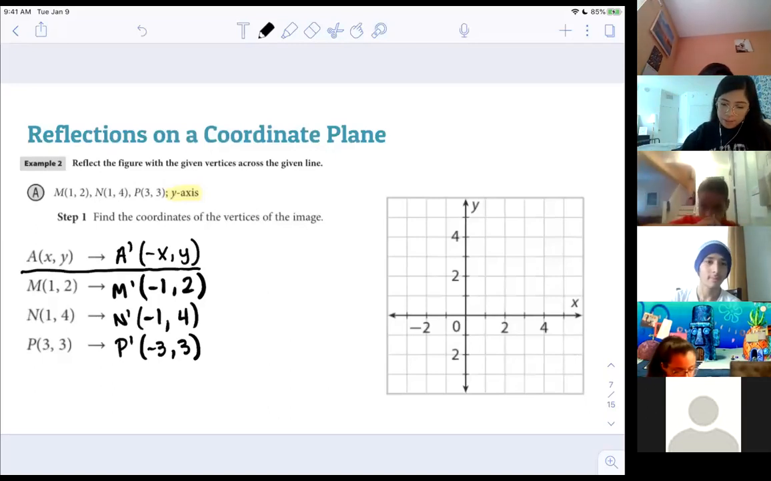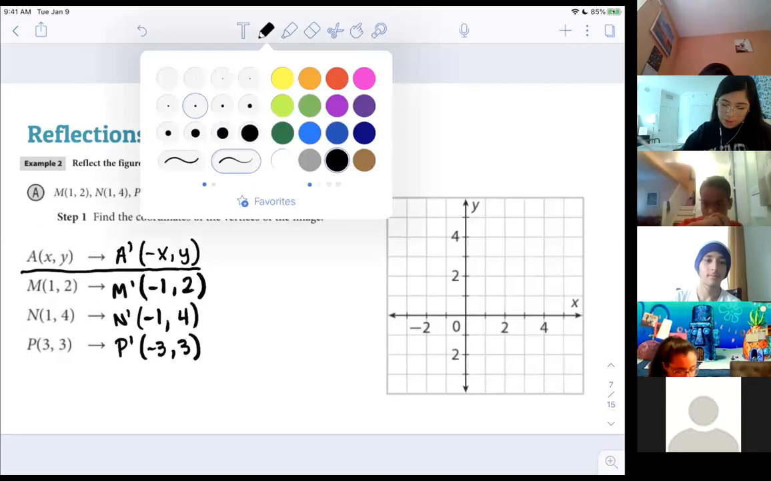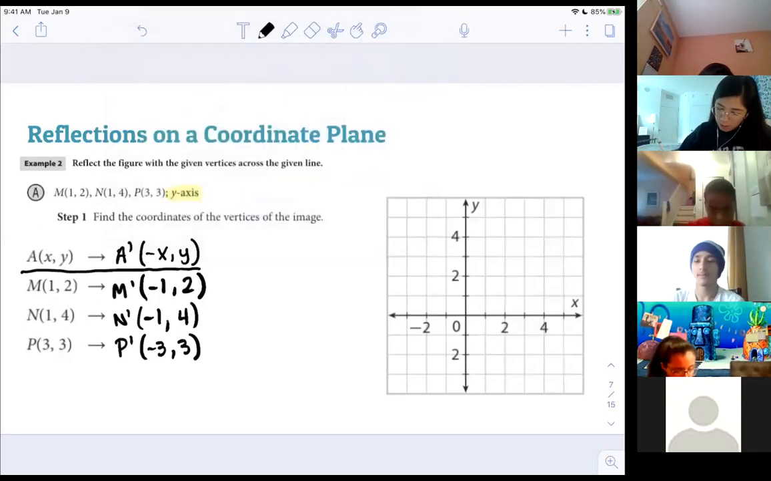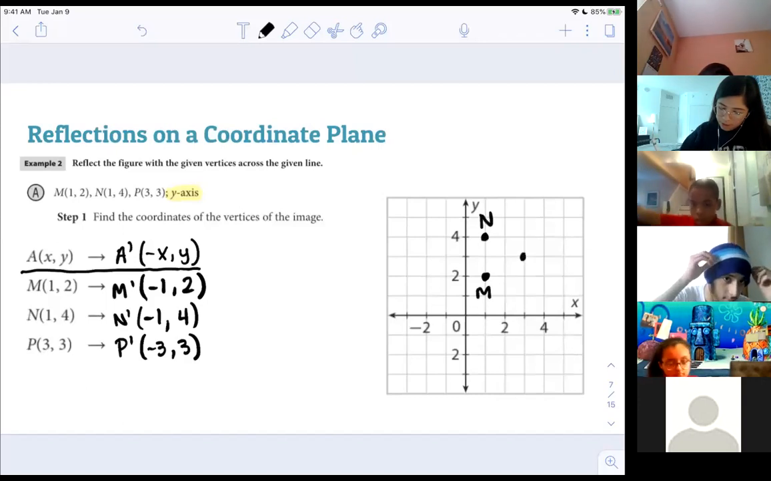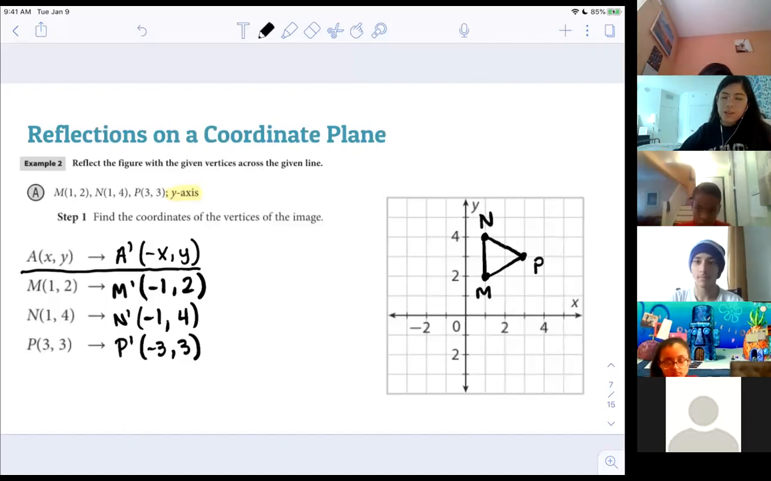Now I'm going to draw my pre-image and my image. So I'm going to start with my pre-image. 1, comma 2, that's m. 1, comma 4 is n. And 3, comma 3 is p. Now, if I'm flipping it over the y-axis, which quadrant is it going to end up in?